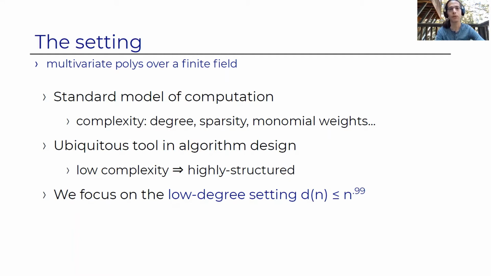And of course, it's also a ubiquitous tool in algorithm design, since polynomials with low complexity have structural features that we can understand and rely on. And our focus in this talk is on the case of polynomials with low total degree. So the total degree is bounded away from n, say d is at most n^0.99.